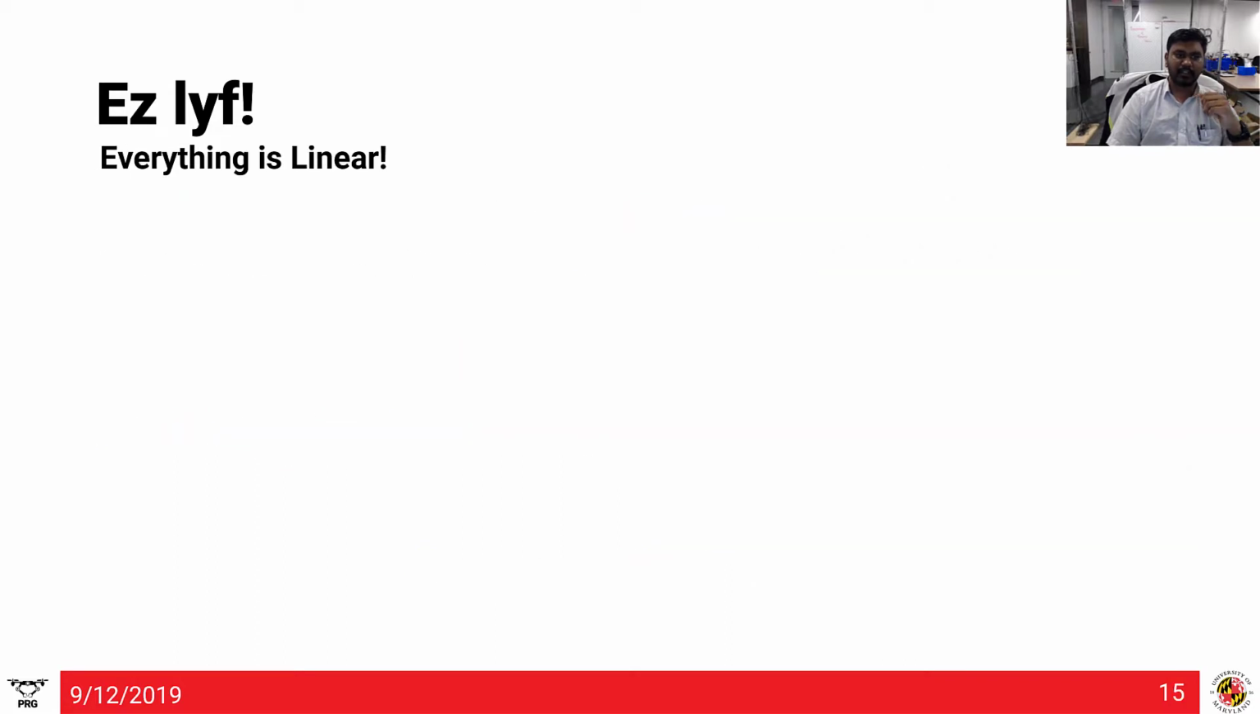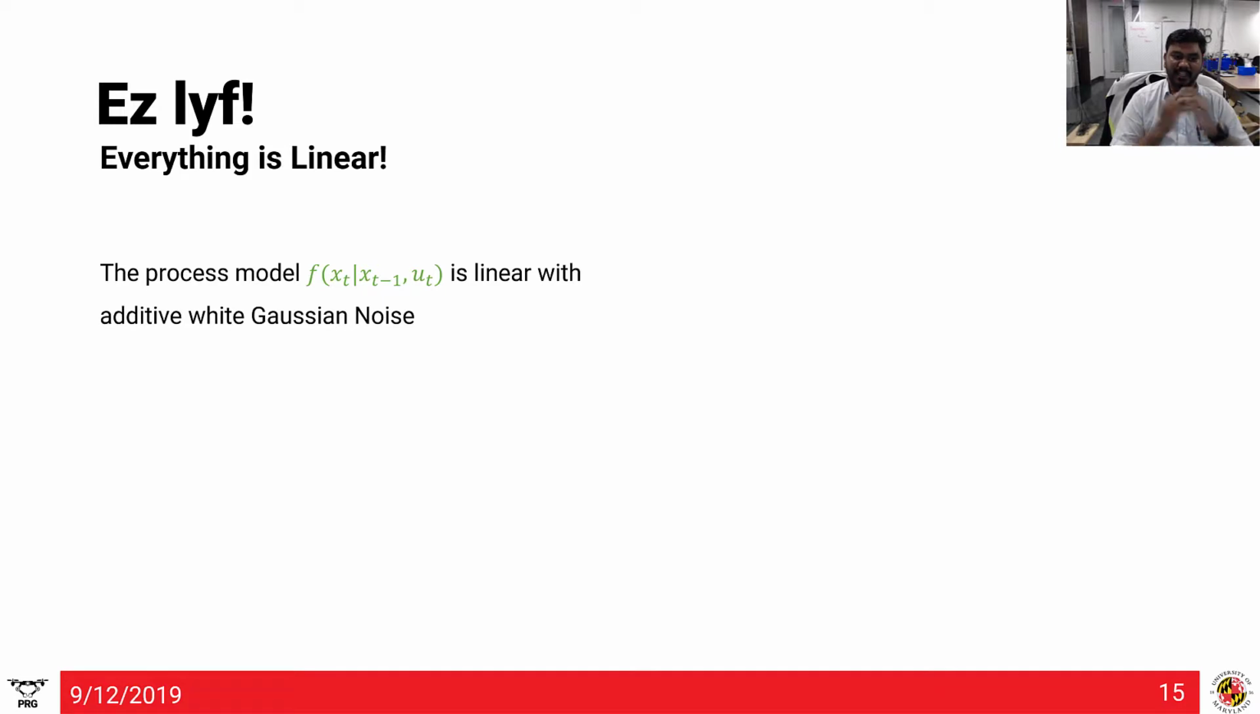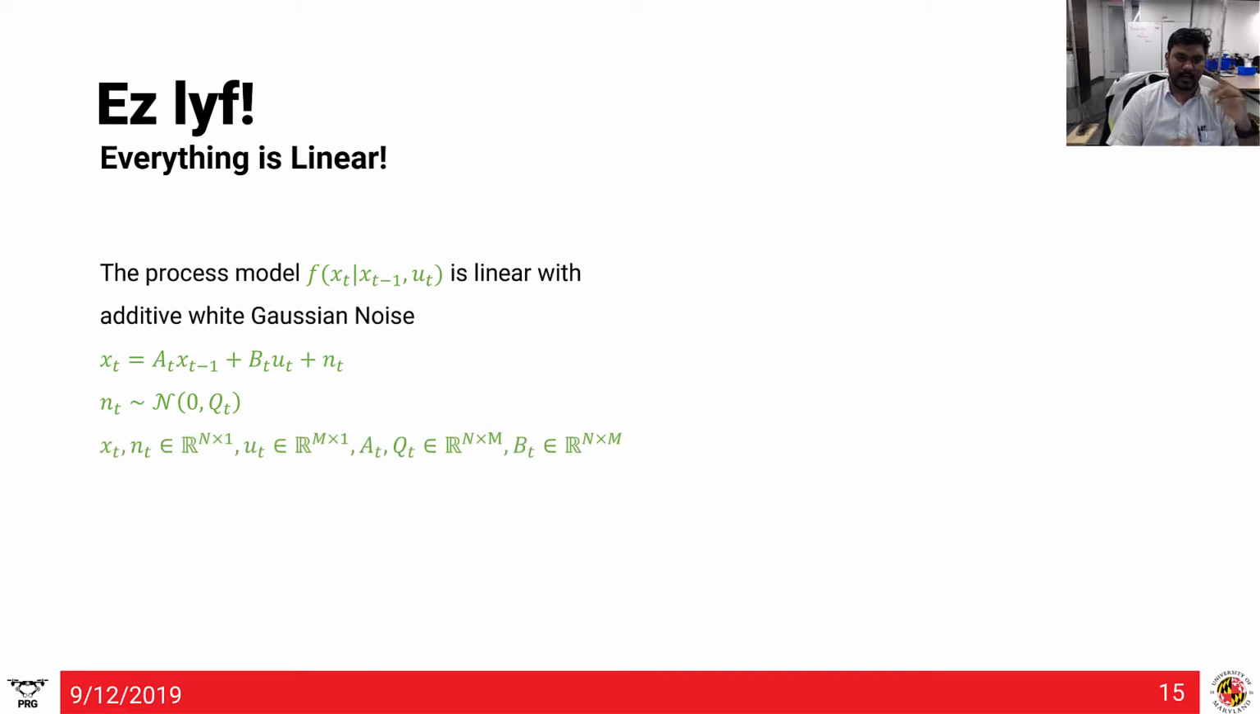For people who have forgotten what a Gaussian looks like, there is the equation here, right? And then you also make some more assumptions. You say, okay, my process model is linear with additive white Gaussian noise, and that looks like this. The current state is equal to some linear function At times the previous state, plus some linear function Bt times my current input, plus noise. And again, the noise looks like a Gaussian, where Qt is some matrix which characterizes this noise, right? And these are some more concrete details of the sizes of these things, right?